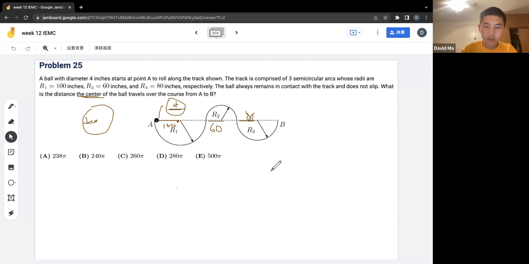Well, the circumference of the circle equals 2 pi r, which is 2 times the radius of the circle times pi. So for this one, it's 2 times 100, right? The radius of the circle is 100. So what would be the circumference of this semicircle, Joyce?